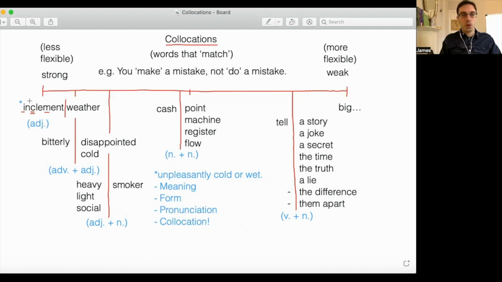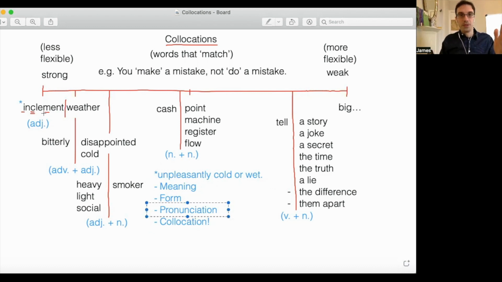So let's look at the word inclement. Now, the meaning is unpleasantly cold or wet. The form is right here. It is an adjective, so it is used to describe nouns. With the pronunciation, pay attention especially to the stress. So I've got a few lines here. They indicate syllables. There are 3 of them, and you stress the second syllable, okay?